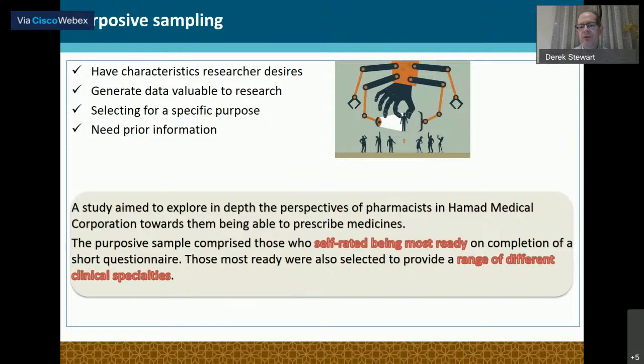So we're looking at those people who said they're really ready to do this, and then within that, we want a range of different clinical specialties. So we want to sample across these different areas and see if there are differences in people working in, say, mental health or cardiovascular. But what we're doing is selecting people for a specific purpose.